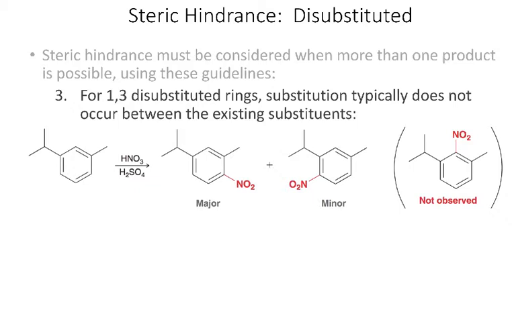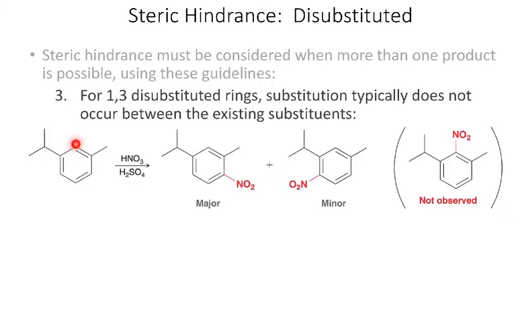Okay, here's an example with a 1,3 disubstituted ring, and the point of this rule is that this site is particularly unfavorable from a steric perspective. If we just consider the directing effects, these are both weakly activating, they're both ortho-para directors, and so the most likely sites from a directing or an electronic perspective would be here, here, or here. And to break that tie, we'll look at the sterics.